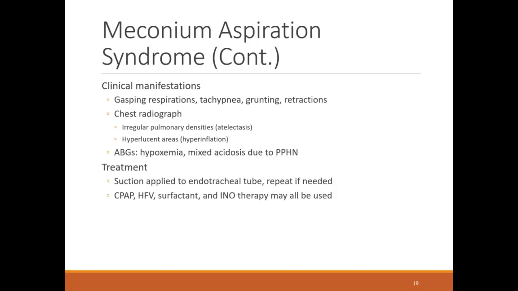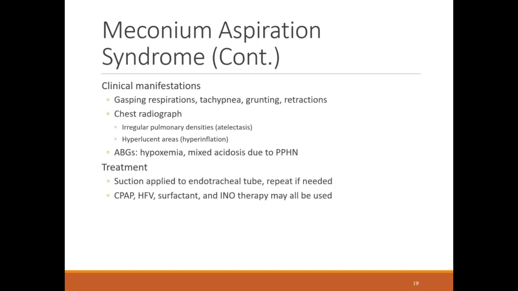On the ABGs, hypoxemia is going to be our main problem. And because they're hypoxemic, they can end up with mixed acidosis, meaning a combined respiratory and metabolic acidosis, due to that PPHN.